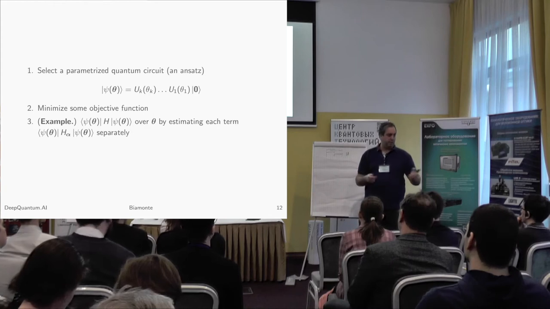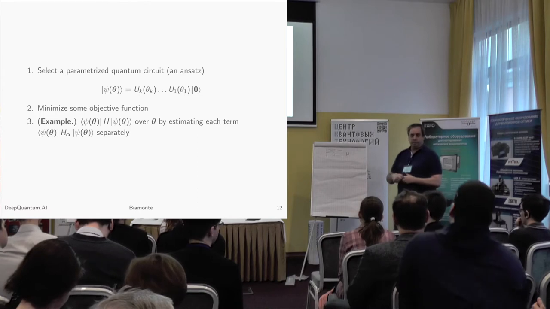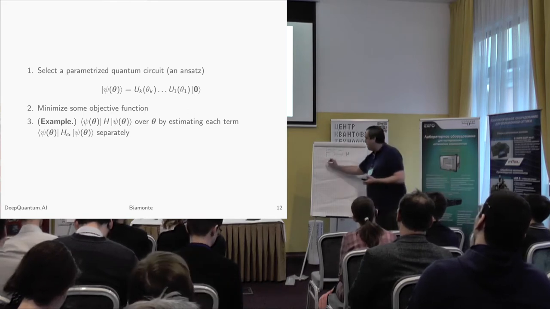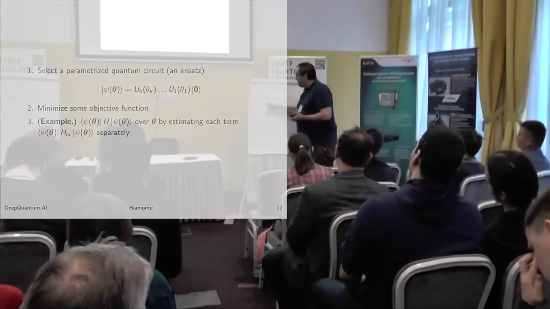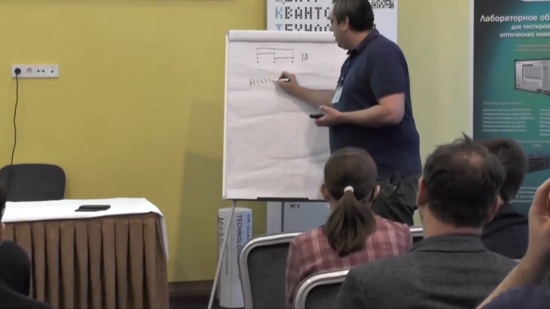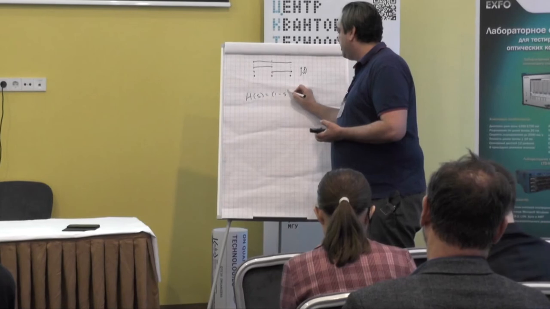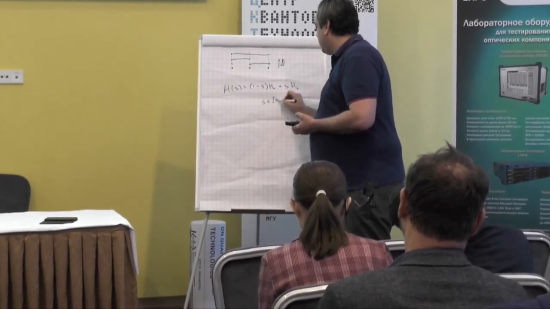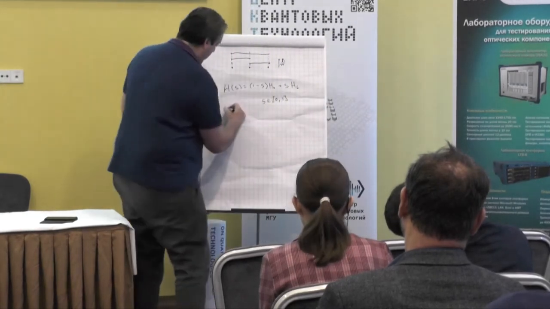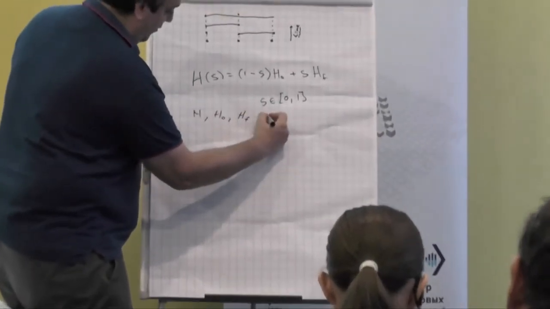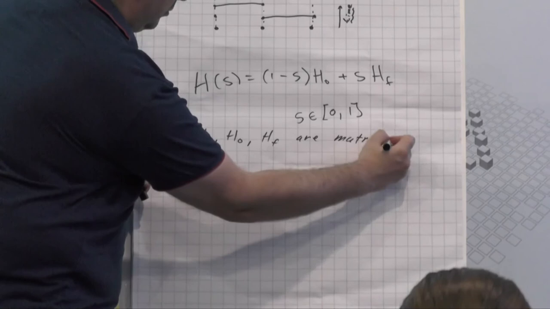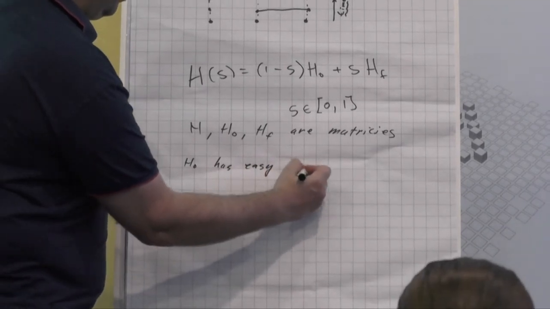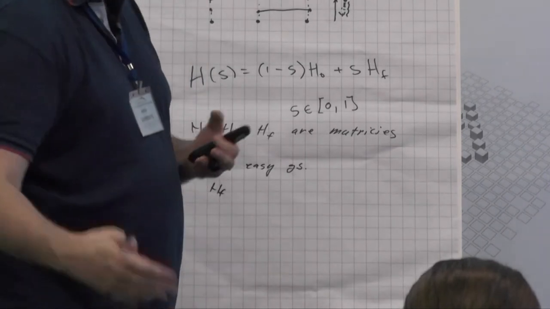Okay, we'll do it kind of musically. Here's what it is. I'm going to tell you first that I have a Hamiltonian, let's say a one-dimensional Hamiltonian, just for simplicity. I could write H of S, where S is a real value and H is some function. We'll say that it's (1 - S) times H naught plus S times H_F. S is in some interval between 0 and 1. H, H naught, H_F are matrices. H naught has an easy ground state. H_F we want to minimize. So H_F is our problem.